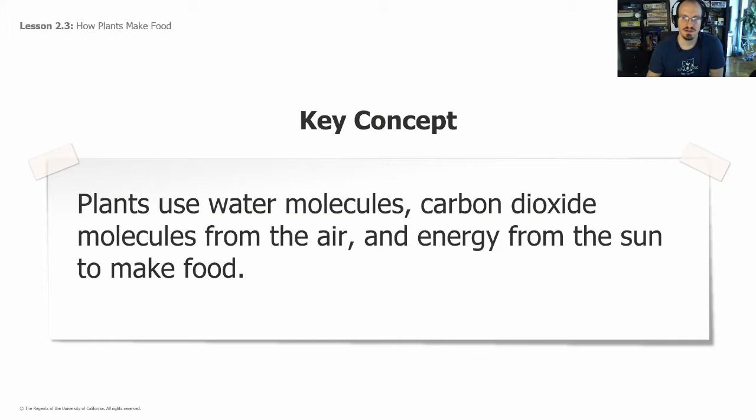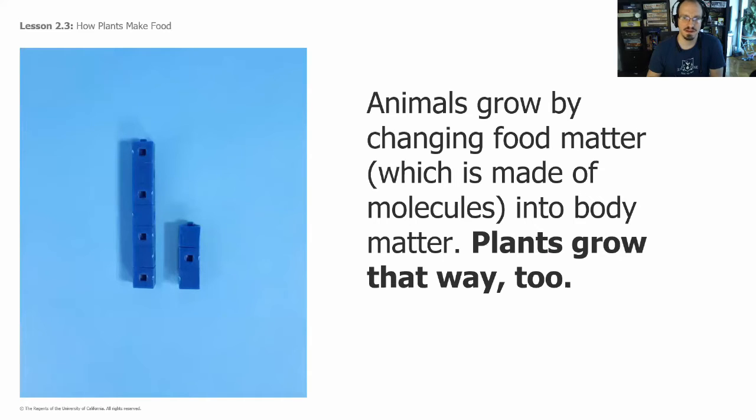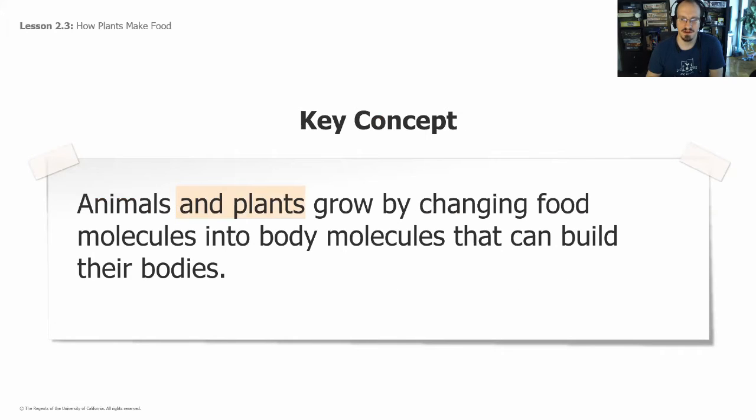And so we learned in our first chapter of this unit that animals grow by changing food matter, which is made of molecules, into body matter, and plants actually grow that way too. So we're going to modify an earlier key concept that we had, which just talked about animals, and now we're going to write it down to include plants. So animals and plants grow by changing food molecules into body molecules that can build their bodies. So write this down in your notes and in the space off to the right.